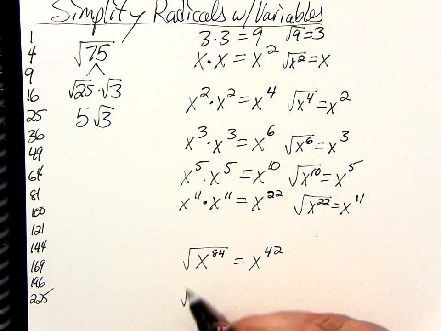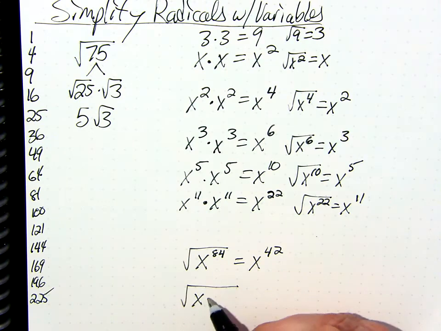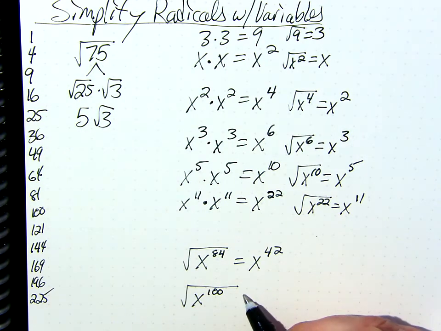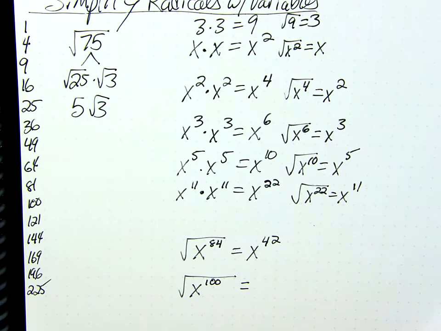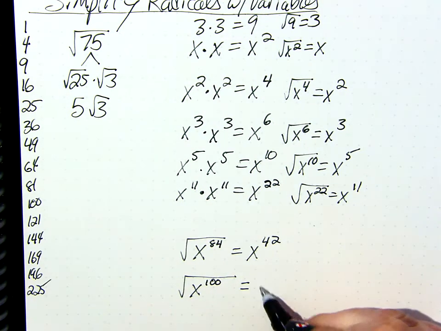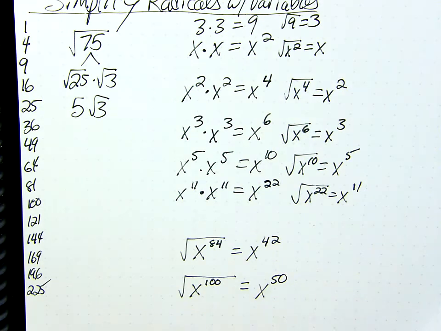So, don't get confused on something like this. X to the 100th. Square root of that would be x to the 50th. I know that 100 is a perfect square and the square root of 100 is 10. That's not what this means at all. You always just take half of the exponent. If 100 is an exponent, it's different than just the number 100.